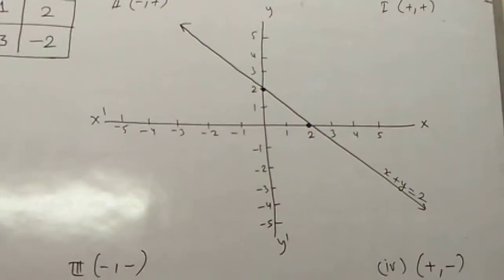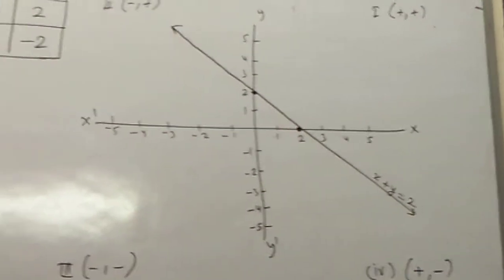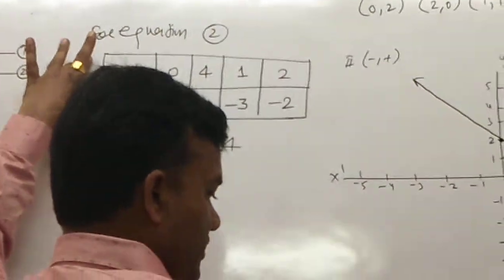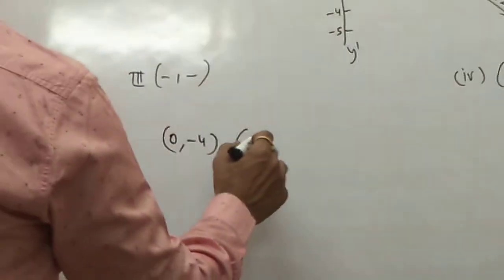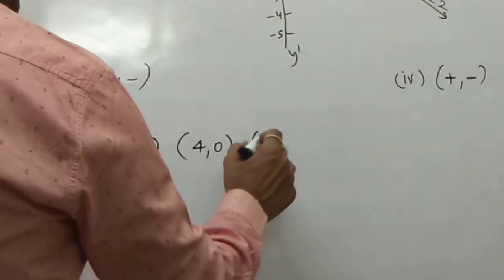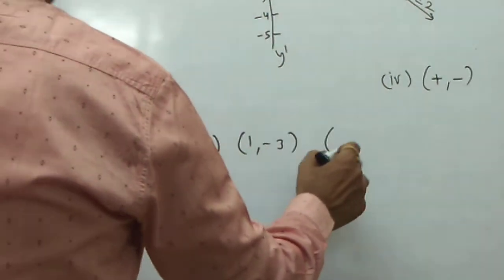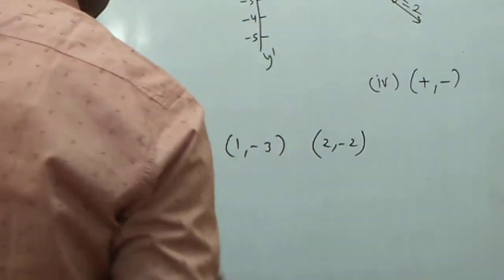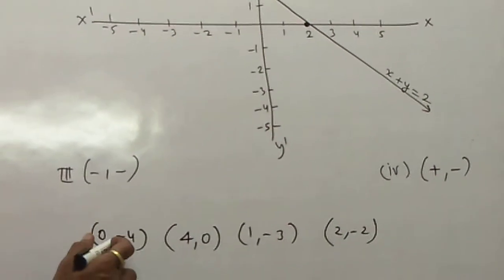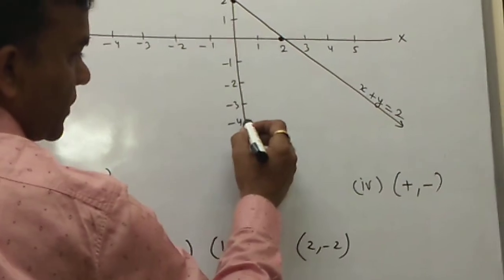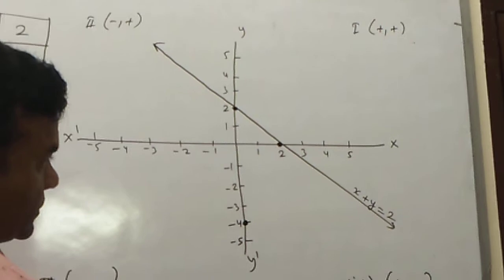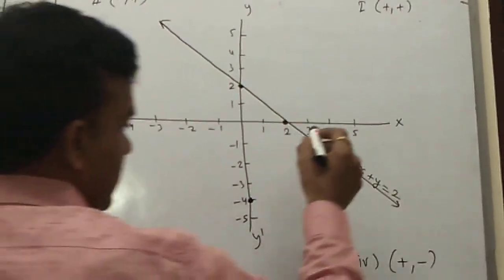Okay, and now the second situation here. We have your first coordinate is 0, minus 4 and then 4, 0. Similarly 1, minus 3 and 2, minus 2. So first we draw 0, minus 4, means y-axis having minus 4. So you draw here minus 4. Okay, and then 4, 0.